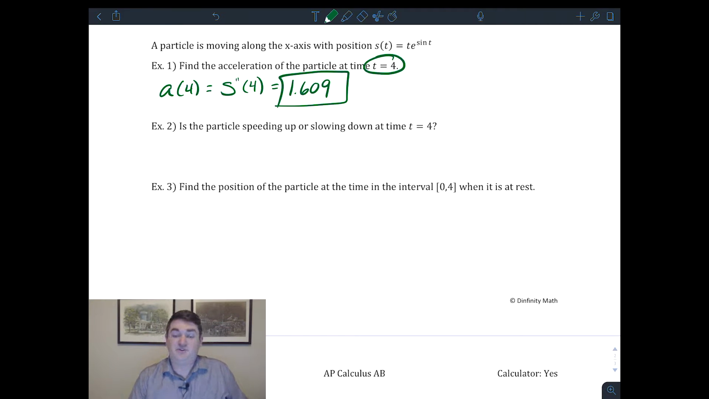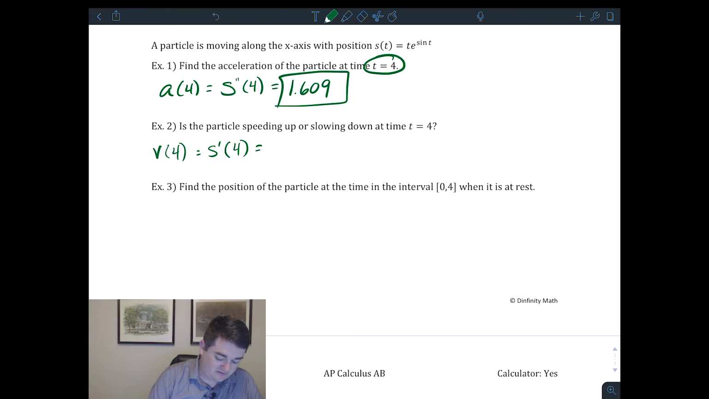and that's it. Example 2, is the particle speeding up or slowing down at time equal 4? Well, at time equal 4, I know the acceleration is positive, specifically positive 1.609. So if I knew the velocity at 4, which by the way, the velocity is the derivative of position, then I could make that determination. So again, using my calculator, I'm going to give it the position function and say, hey, take the derivative of this and plug in 4, and I get negative 0.758.